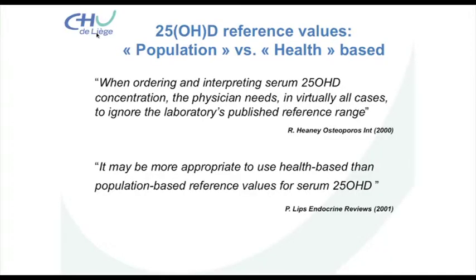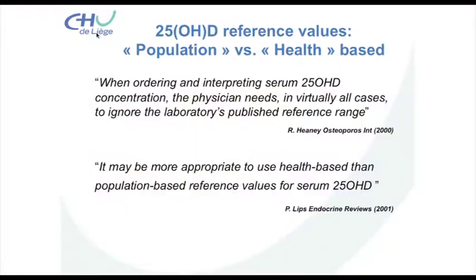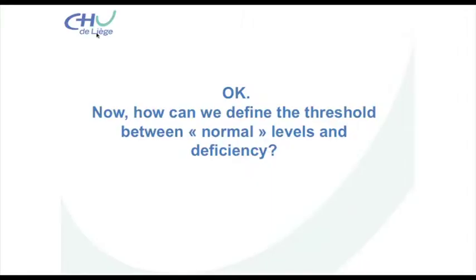But look at what Bob Heaney told us in 2000. He said that if you want to correctly interpret the 25-hydroxy level in a patient, forget what the labs put as reference range. We were not very pleased to see that, but he was absolutely right. And Paul Lips said that if you want a good interpretation of your vitamin D results, you have to use a health-based reference range instead of a population-based reference range. Good. But how can we make the difference between normal and deficiency in vitamin D? This is a good question, and still not really well answered.